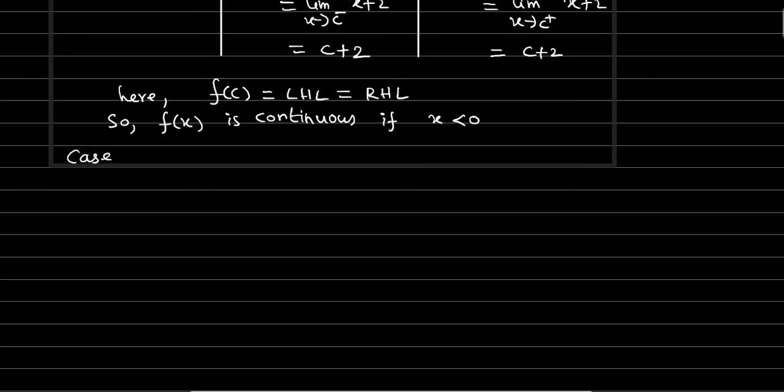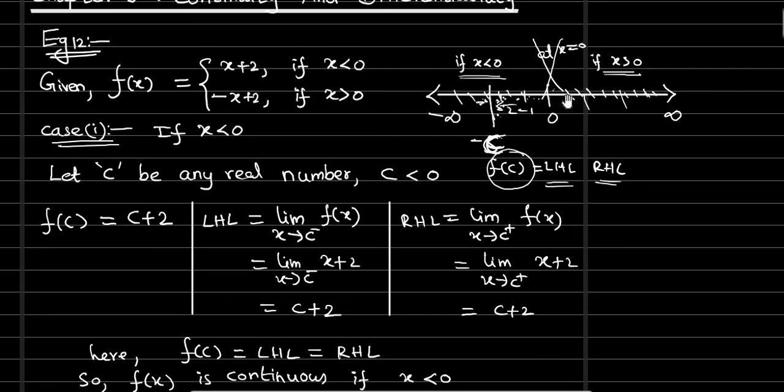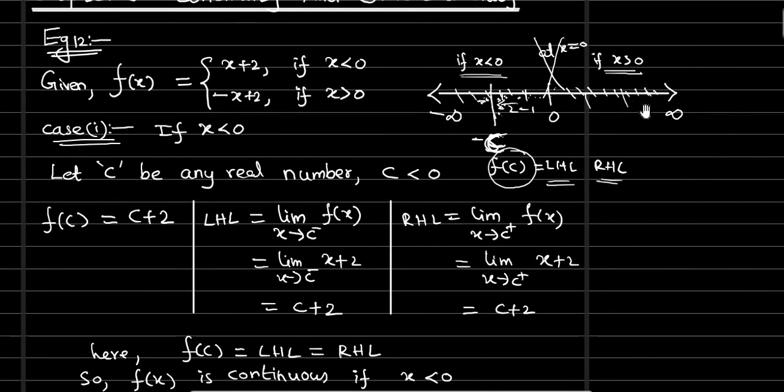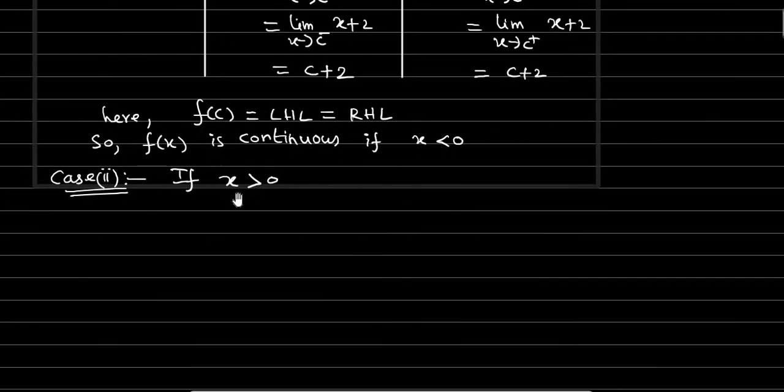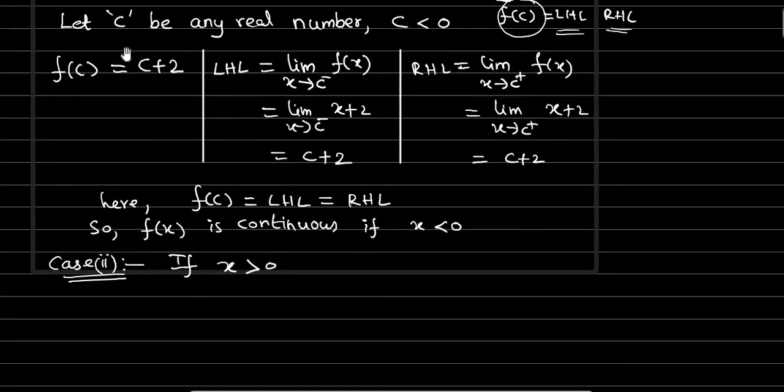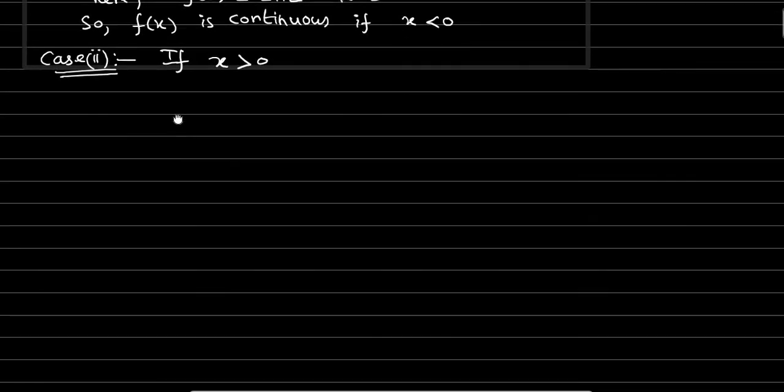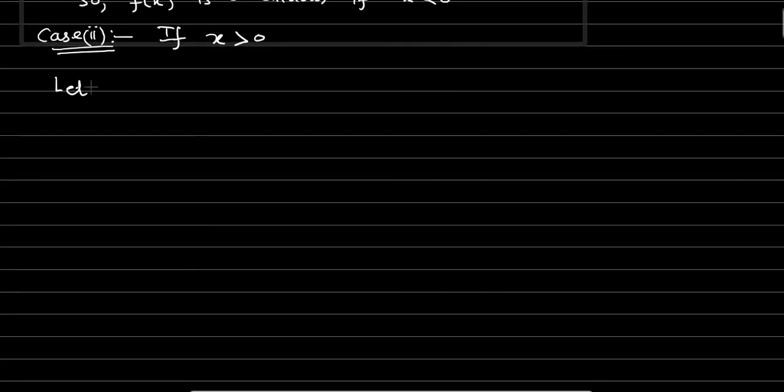So in case 2, if x is greater than 0. See, for greater than 0 also, between 0 and infinity, we have so many real numbers. So we are going to use a common name, like how we did in case 1. So now let small c be any real number. At the same time, c should be greater than 0.